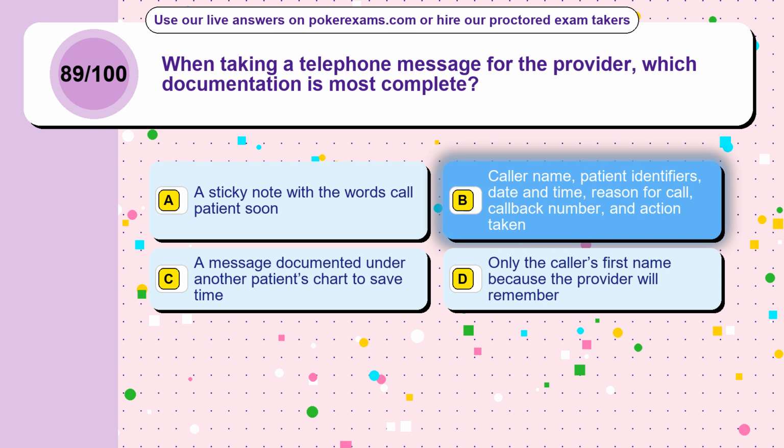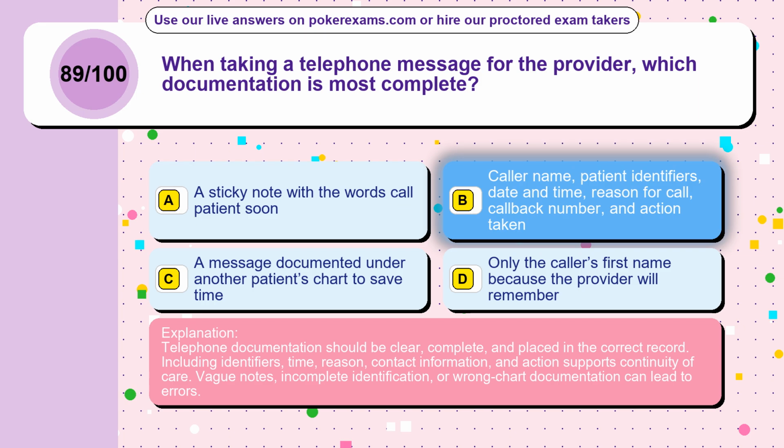Caller name, patient identifiers, date and time, reason for call, callback number, and action taken. Telephone documentation should be clear, complete, and placed in the correct record. Including identifiers, time, reason, contact information, and action supports continuity of care. Vague notes, incomplete identification, or wrong chart documentation can lead to errors.